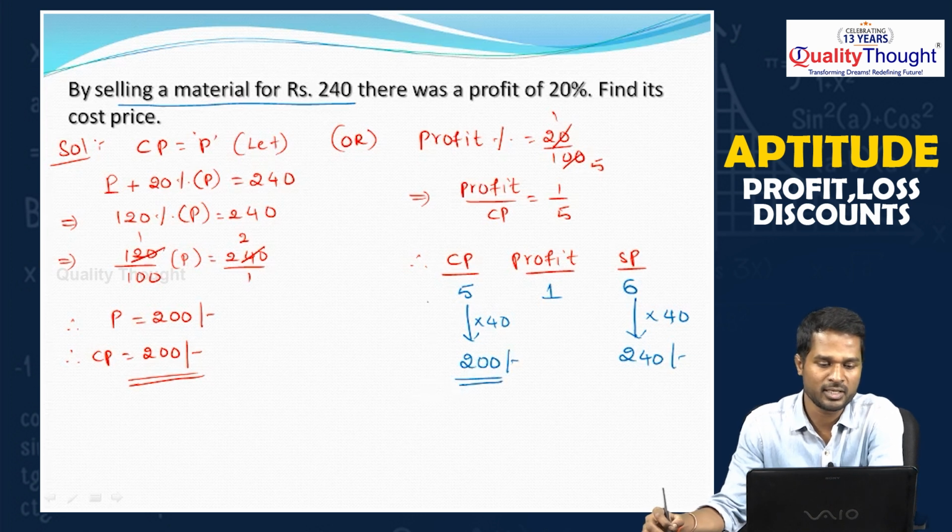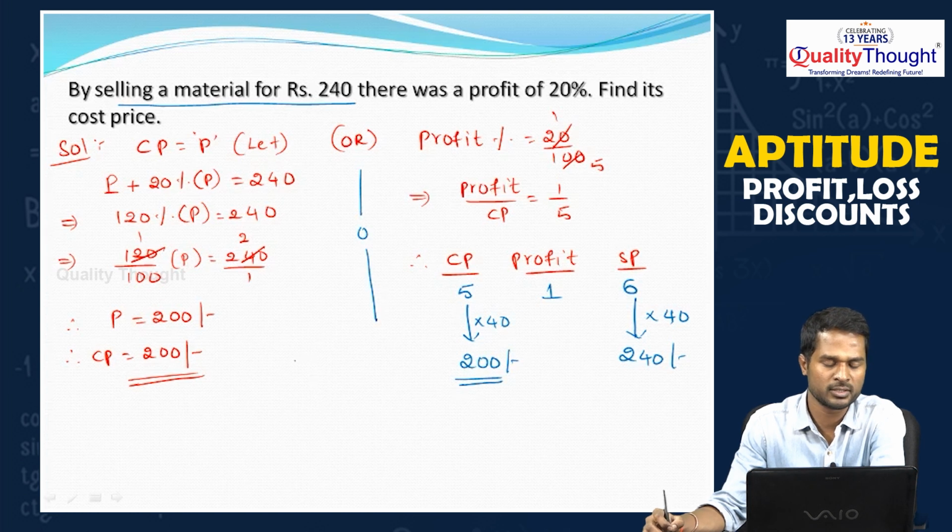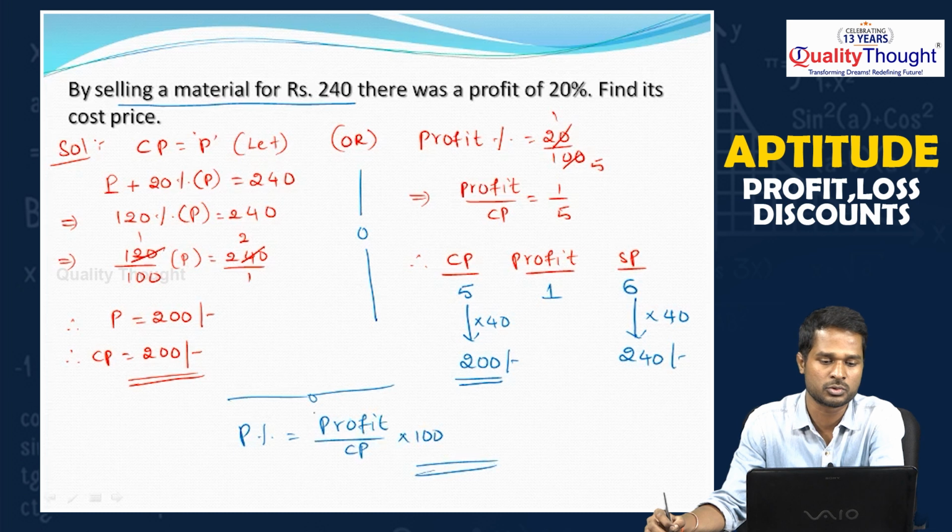Anyway, you will get the same answer; you can use either method, or both methods, or you can use the formula method. What is the formula we have written to calculate this? When the profit is given, profit percentage is profit by cost price into 100%. So, this method also you can use to solve the questions. There are n number of methods we can use to solve the questions.